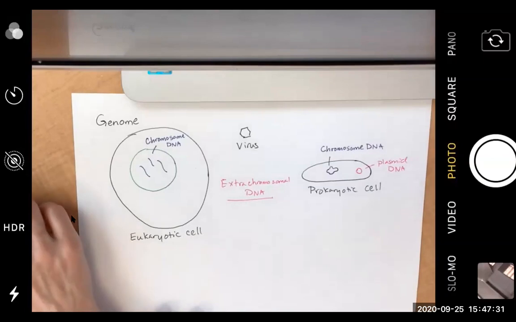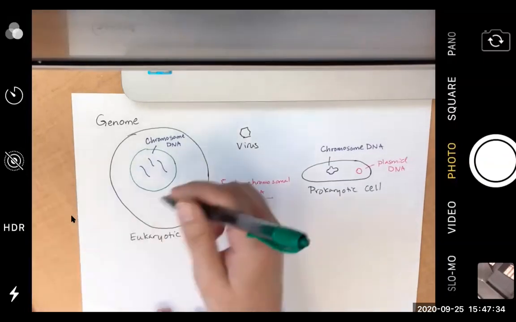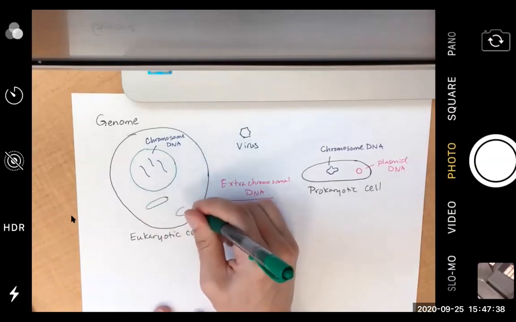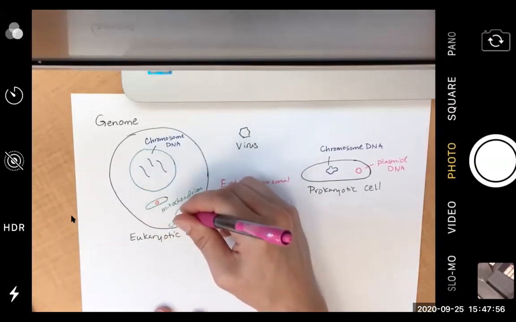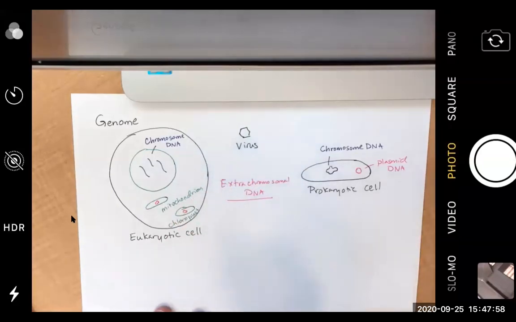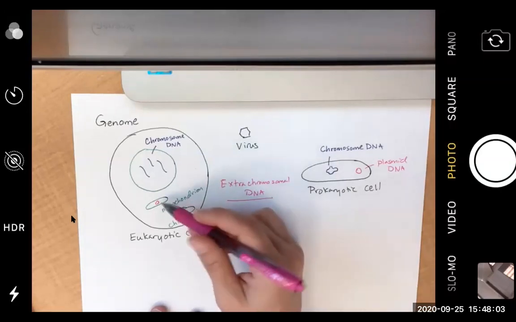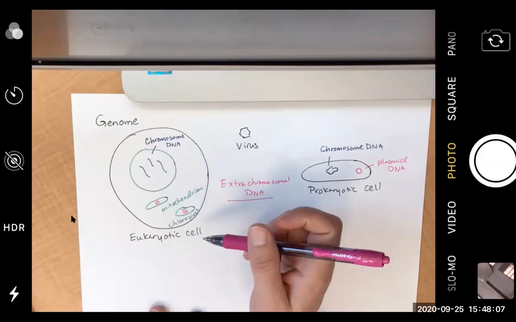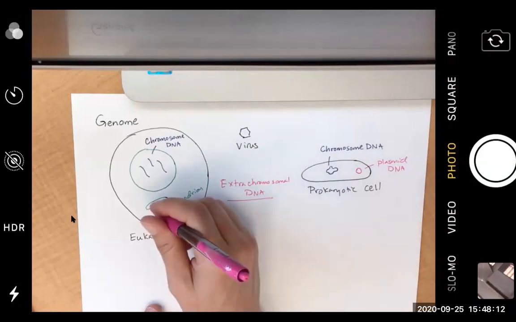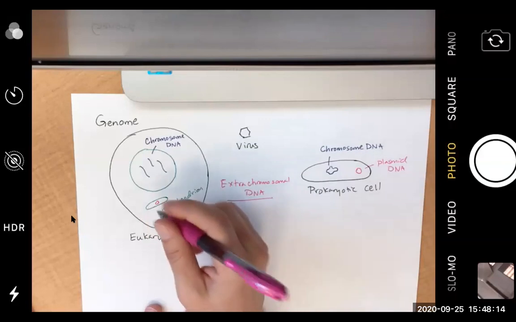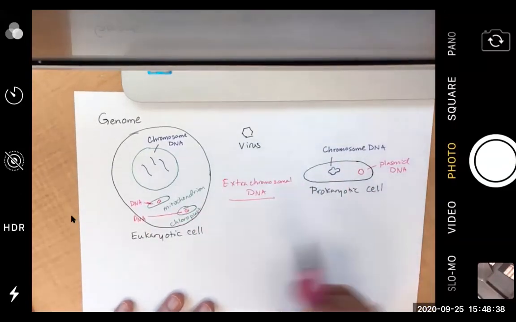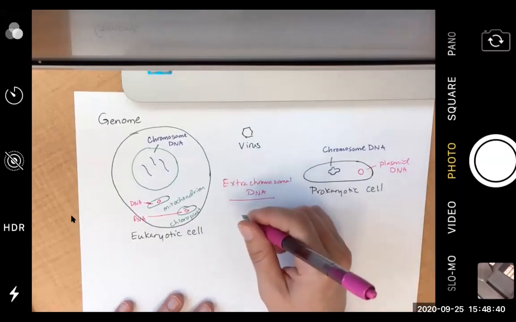An example of extrachromosomal DNA in eukaryotic cells is found inside of mitochondria and chloroplasts. As you recall, these evolved from a prokaryote, which had its own genome at one point in time, and some of that genome was maintained. Mitochondria and chloroplasts still have their own DNA, even though they are now part of the eukaryotic cell. Right, so as you can see, chromosomal DNA is inside the chromosome. Extrachromosomal DNA is outside of the chromosome.